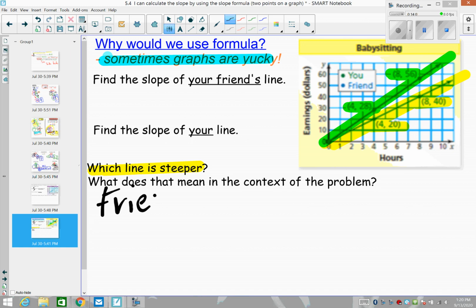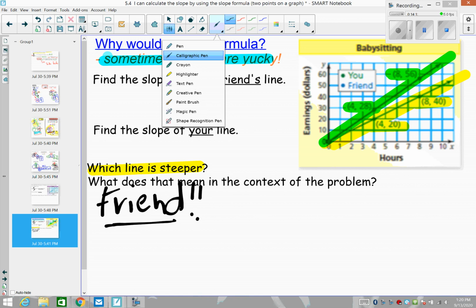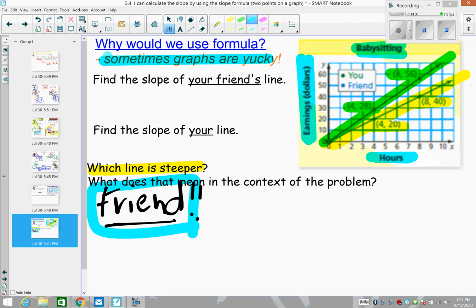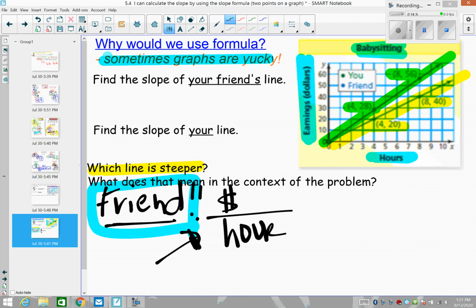And let's analyze the problem. The friend has a steeper line. What it's saying in the problem is the amount of dollars earned babysitting per hour. So if your friend's line is steeper, that means your friend is making more money per hour than you are. The friend makes more because the friend's line is steeper. So let's go analyze and actually see how much more money your friend makes.